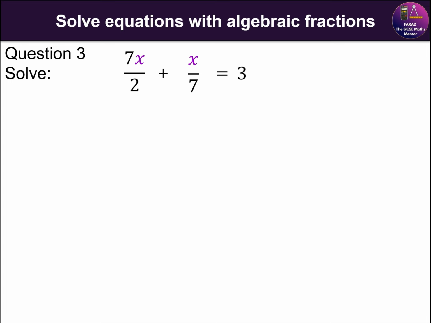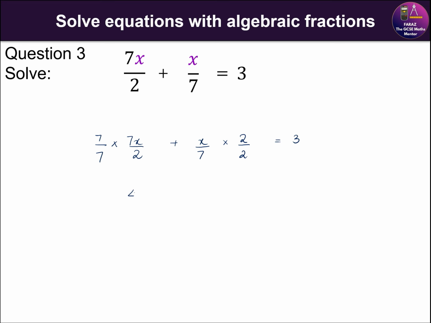Alright. Let's start question number 3. 7x over 2 plus x over 7 equals 3. So first of all, we know that the least common multiple of 2 and 7 is 14. Because 2 and 7 are both prime numbers, you can just multiply them to get their LCM. It means we have to make both denominators 14. And how can you make both denominators 14? First write down the fraction 7x over 2, and then multiply it by 7 over 7, the first fraction, and the second fraction by 2 over 2 equals 3.